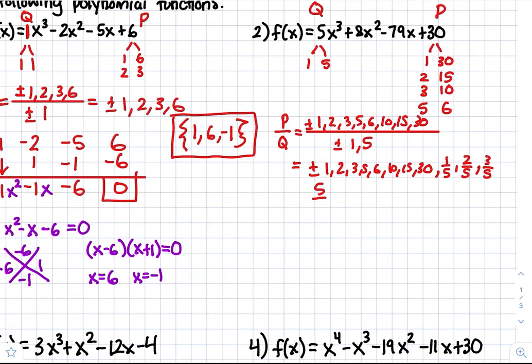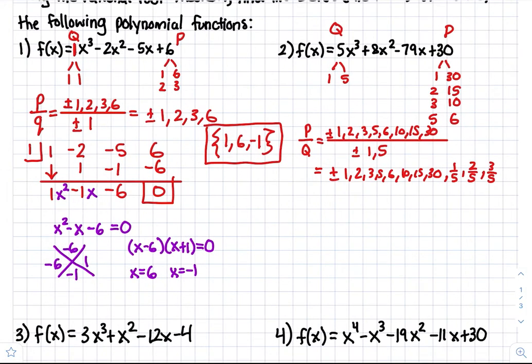So, not going to include that 5 over 5. But what I am going to do is include the 6 over 5, right? Not going to do 10 over 5 because 10 over 5 is 2. Nor 15 over 5, you guys, that's 3. And 30 divided by 5 is 6. So, that's actually where we're going to stop.